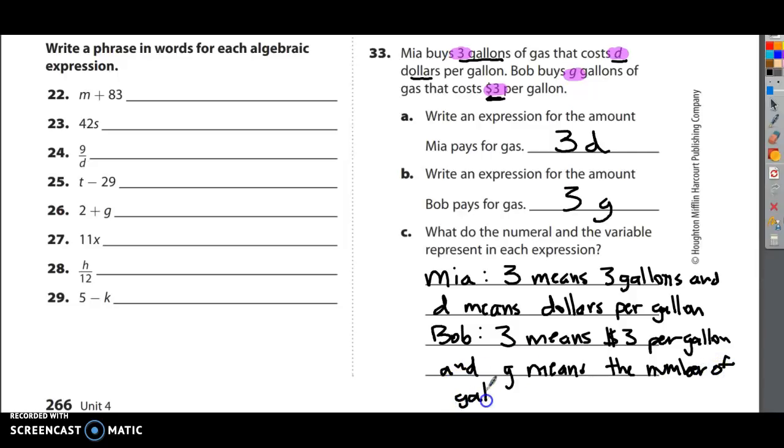It's a little bit tricky, but it's not super confusing. What's tricky about this one is they gave you 3 for both Bob and Mia, but the 3 in Mia's was 3 gallons of gas, and the 3 in Bob's was $3 per gallon. So they're not the same thing. 3 gallons of gas is a different thing than $3 per gallon of gas. All right, good job. You're done with page 266.